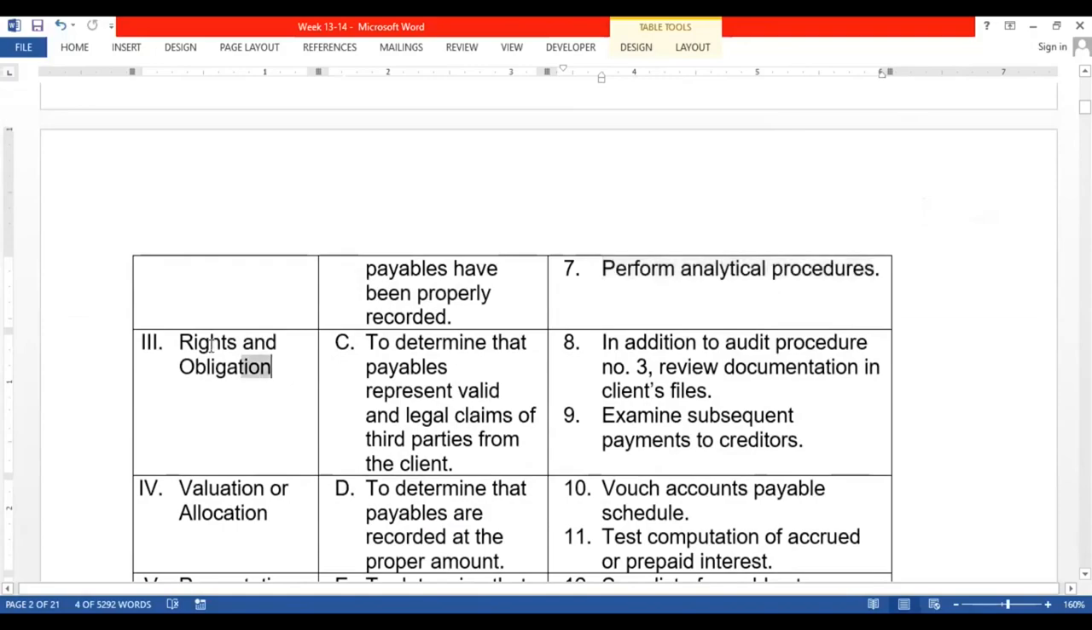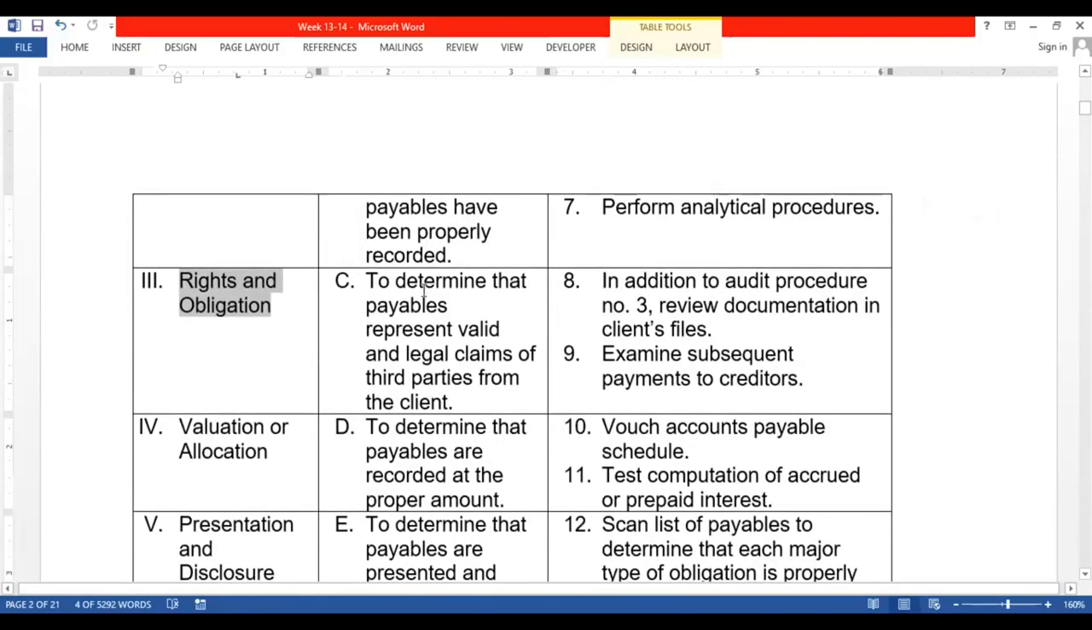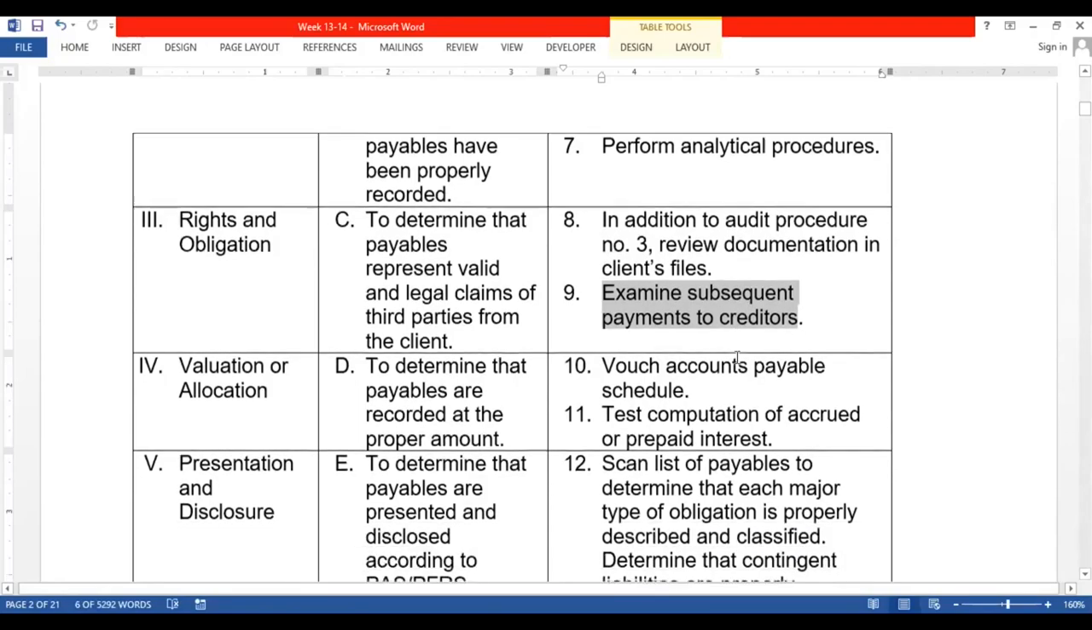Then, rights and obligations. As you can see, determine that payables are valid and that there are no legal claims of third parties. Review documentation of the client's funds, and then examine subsequent payments to creditors. This is actually another alternative procedure if you cannot test the confirmation coming from the supplier.